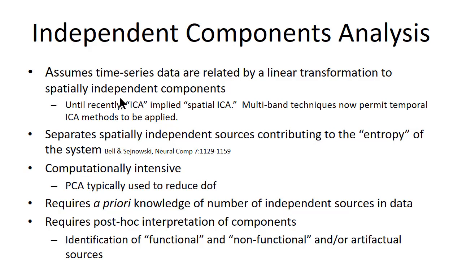Now, I want to point out here that what I'm going to describe here is spatial ICA. This is because for a long time, due to the temporal degrees of freedom, spatial ICA was computationally more accessible. But now with new multiband techniques, where you can have a lot more temporal degrees of freedom, temporal ICA methods are becoming more common. So you can simply change spatial for temporal in everything that I'm saying here, and the idea is the same. Independent component analysis will separate spatially independent sources that contribute to the entropy of the system.